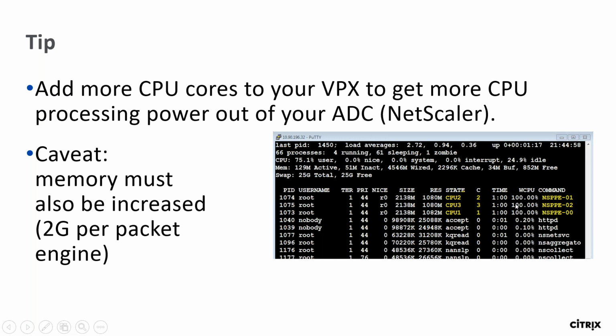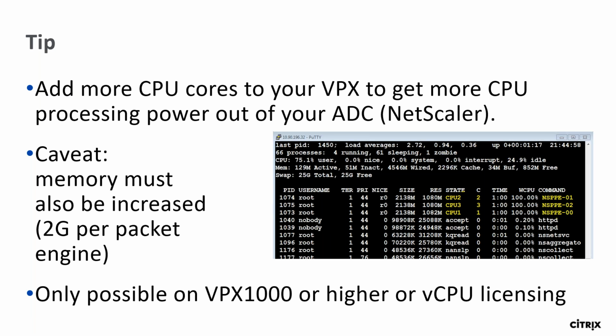How do I know I'm getting my extra packet engines? Drop into the shell, type top, and you'll see the additional packet engines there. You're up and running. That's only possible on a VPX 1000. So on a VPX 25 or VPX 200, it doesn't matter how much RAM or how many vCPUs you add on the hypervisor, you'll only ever have one packet processing engine.